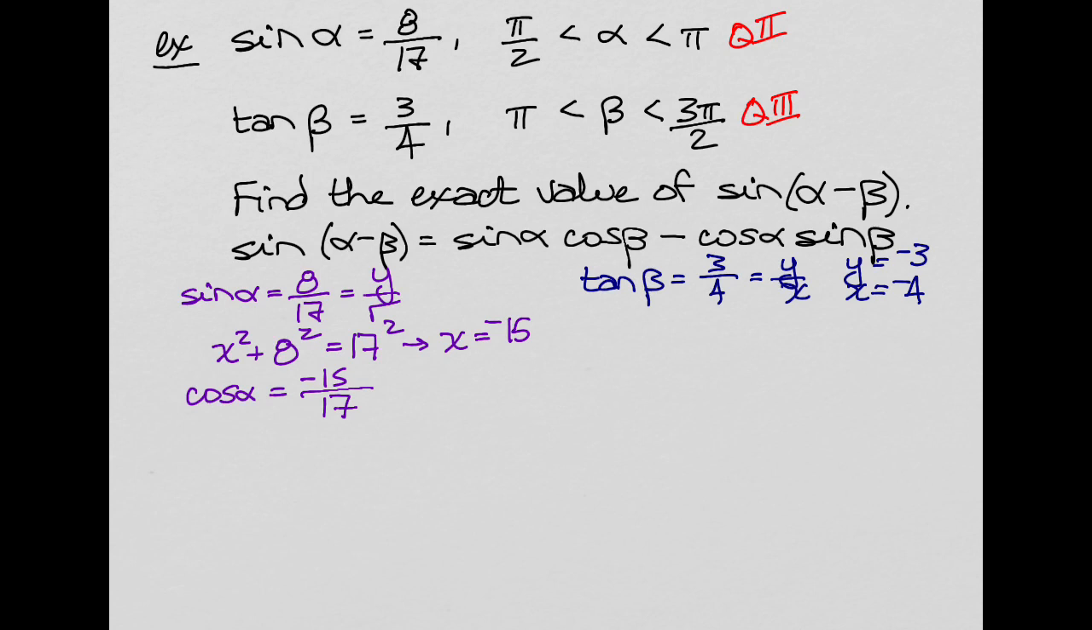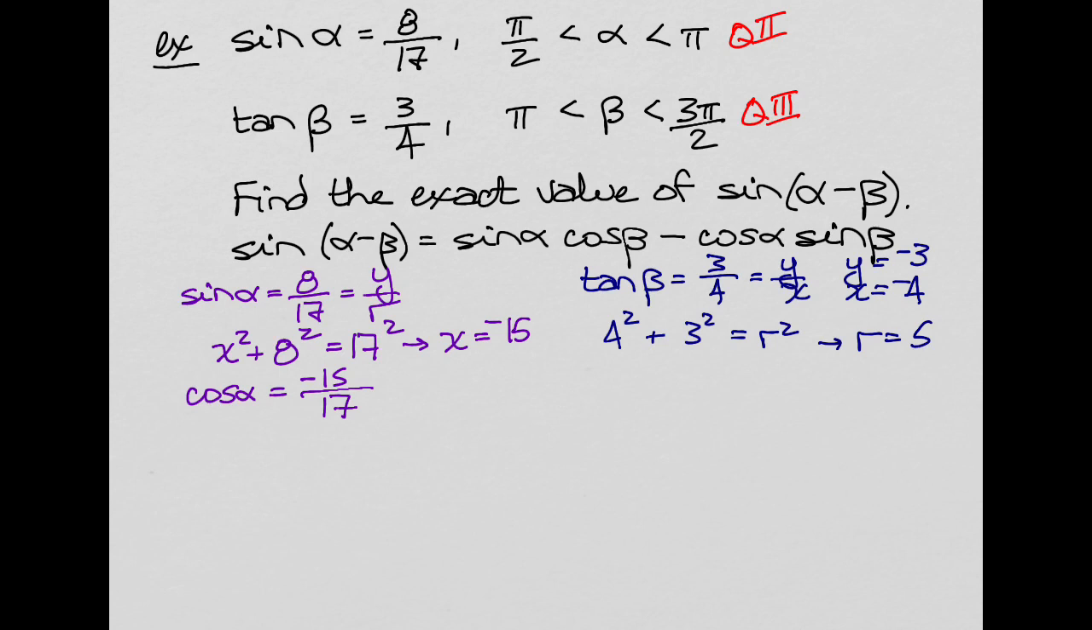We still need r. But Pythagoras to the rescue yet again. X squared plus y squared equals r squared. And if we square them, add them together and take a square root, we get a value of r of 5. And that's positive. R is always positive.